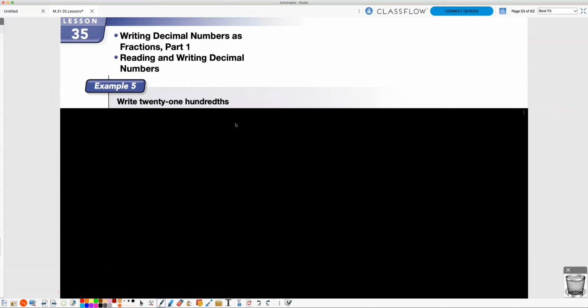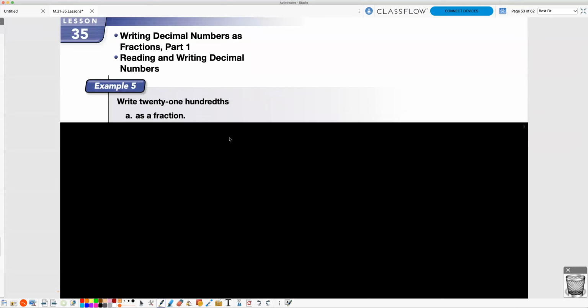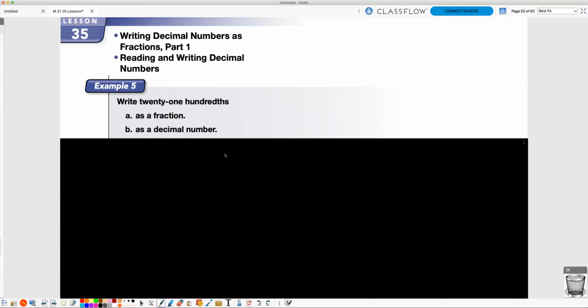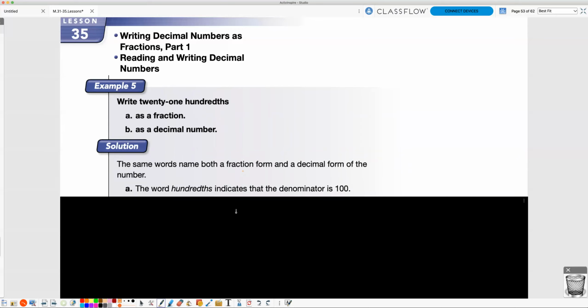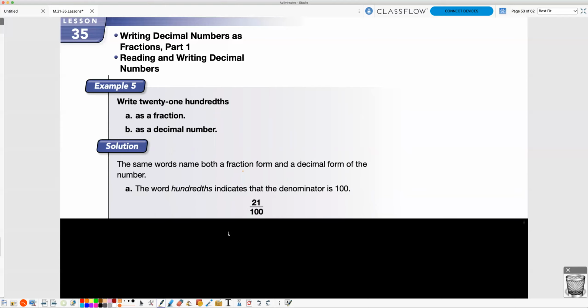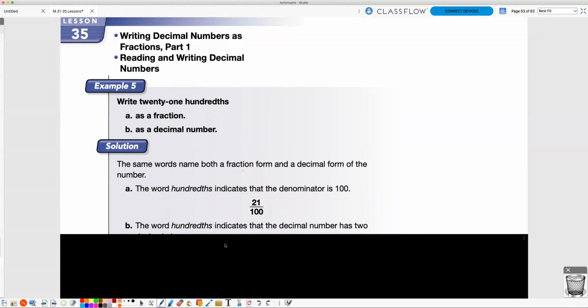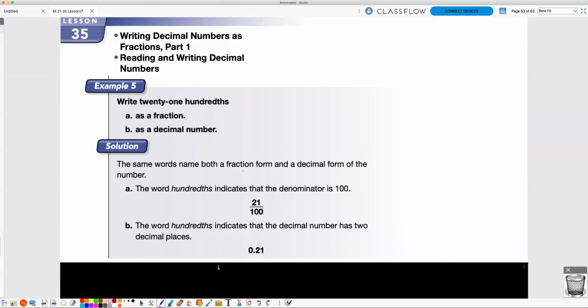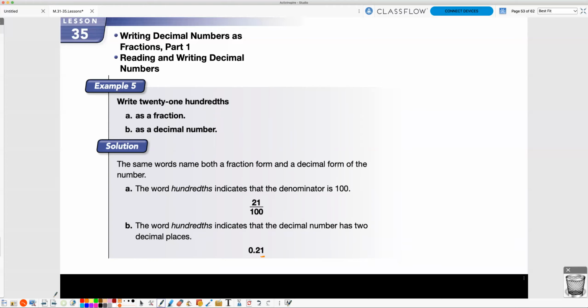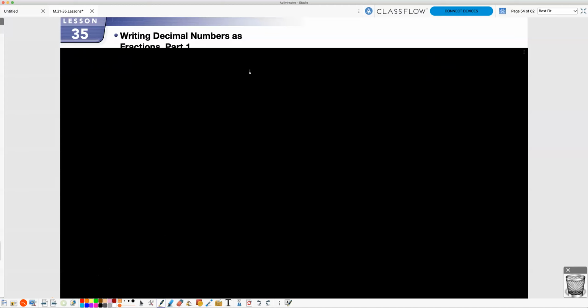Example 5, write 21 hundredths as a fraction to begin with, and then as a decimal for part B. So the solution, the same words name both a fraction form and a decimal form of the number. The number hundredths indicates that the denominator is 100. So you should have 21 hundredths, 21 over 100. The word hundredths also indicates that the decimal number has two decimal places. So you should have 21 and it should end in the hundredths place. That one digit should be in the hundredths place.